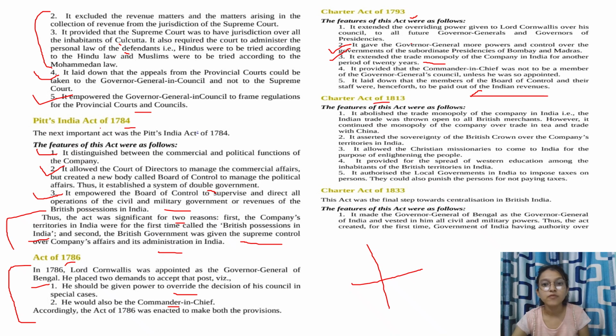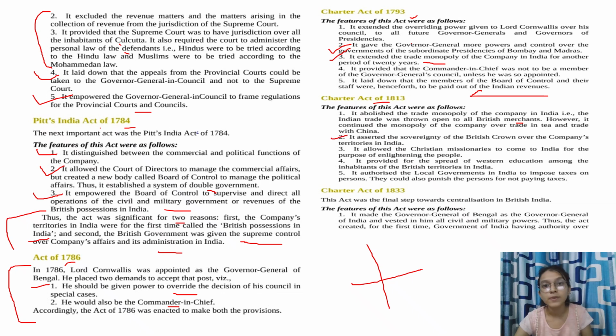Then we have the Charter Act of 1813. It abolished the trade monopoly of the company in India. The Indian trade was thrown open to all the British merchants. So earlier, only a particular company came to India with the permission of the Queen. Later, by seeing their success, various companies started asking permission to come to India in order to trade. However, it continued the monopoly of the company over trading tea and trade with China.